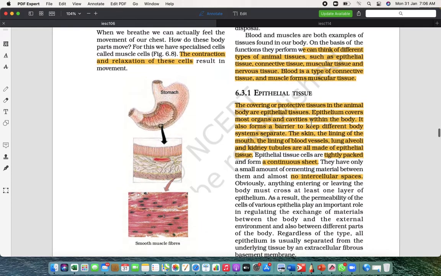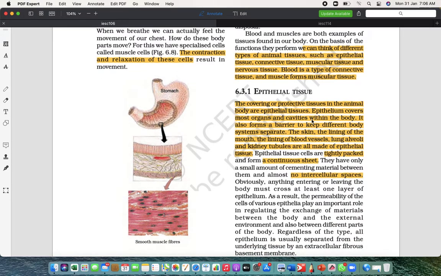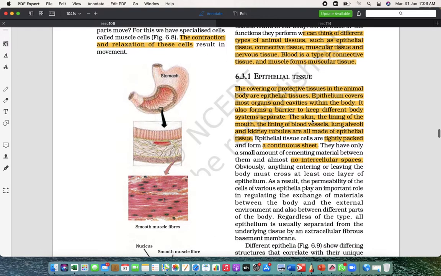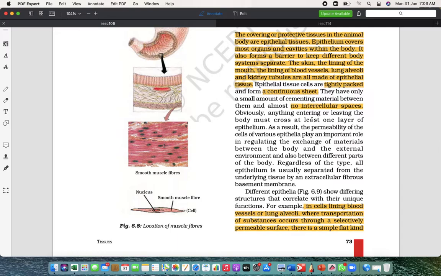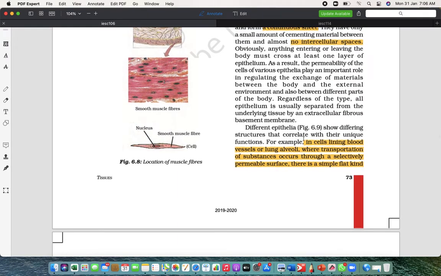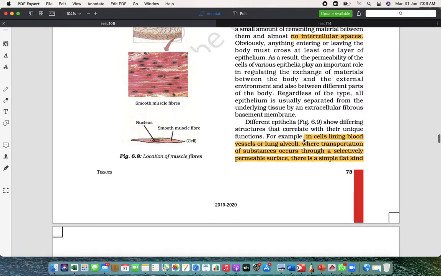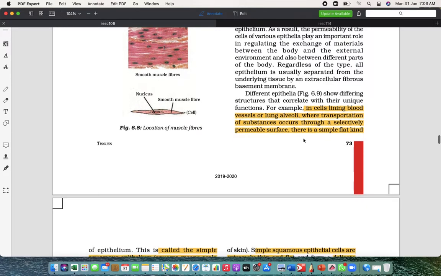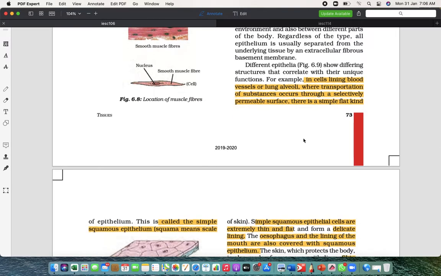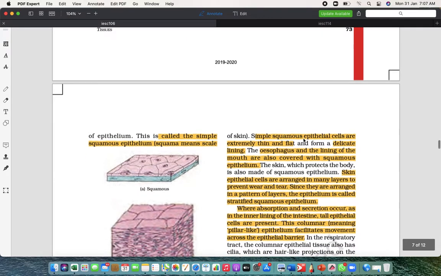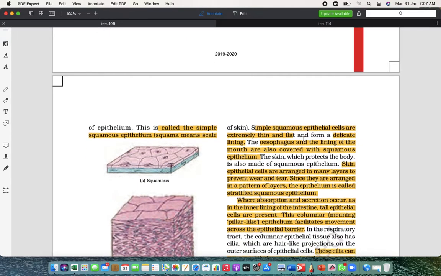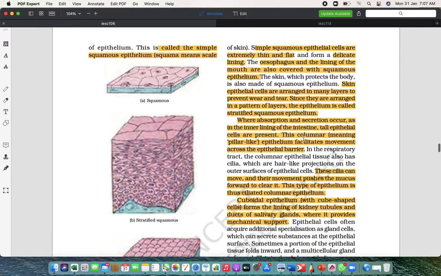Now, epithelial tissue covers most organs and cavities: the skin, the lining of the mouth, the lining of blood vessels, everything. Clear? Now, in cells lining blood vessels, like alveoli, for transport of substances, there is a flat kind of tissue. We call it squamous epithelial. So remember, where are all these tissues located, in which organs, and where are they used? Simple squamous epithelial cells are thin and flat. Clear? The oesophagus has squamous epithelial.